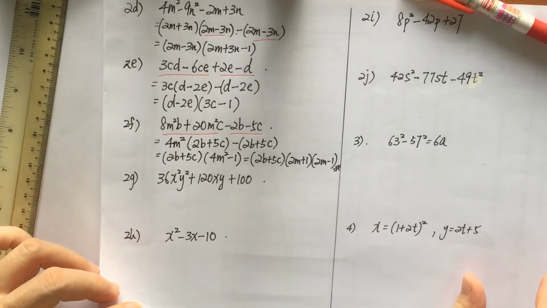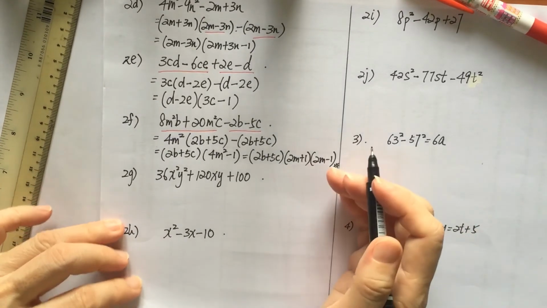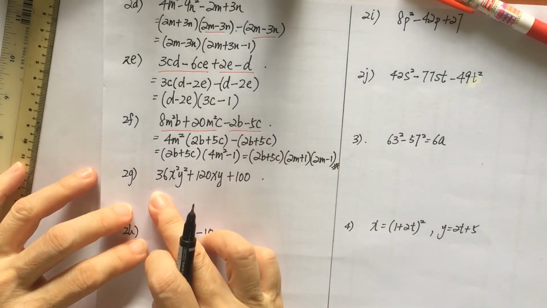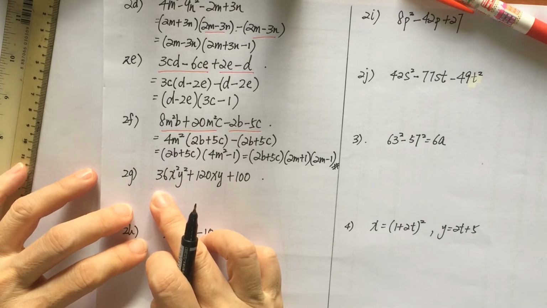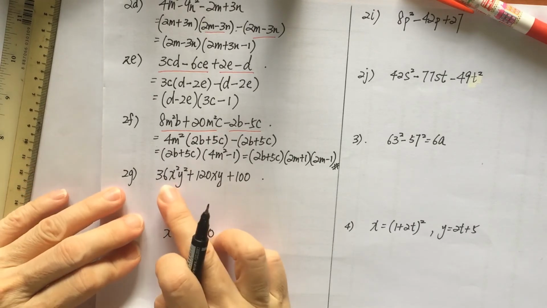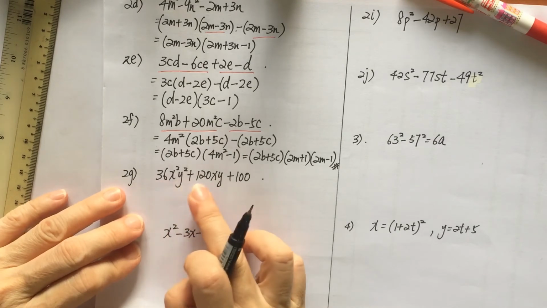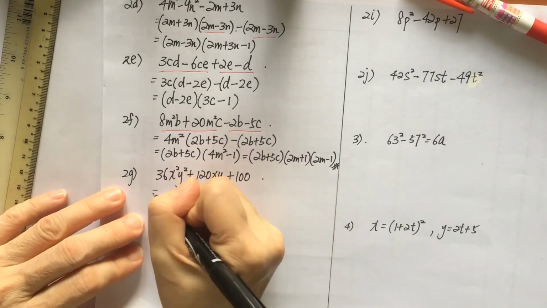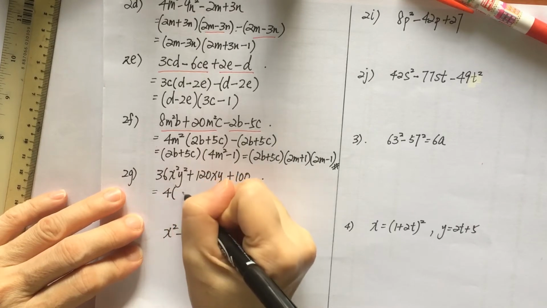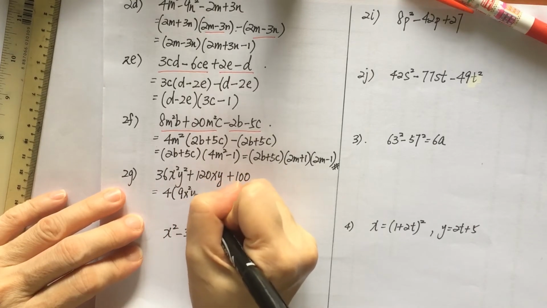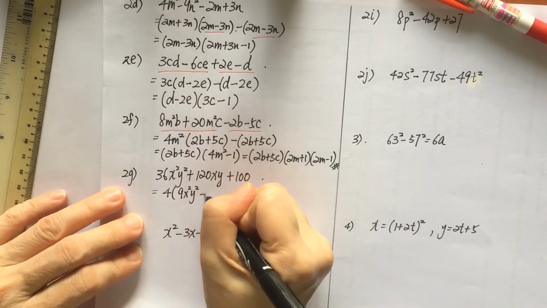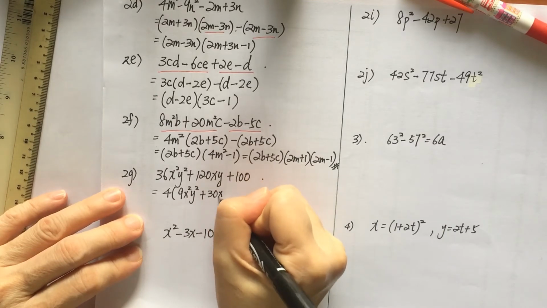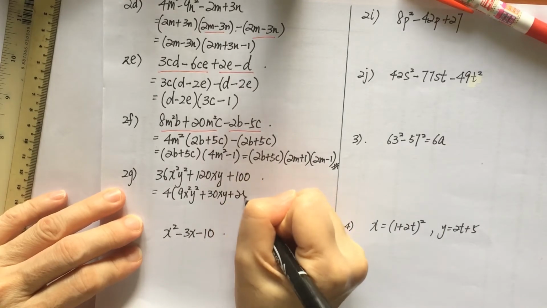Okay, question 2G, 3 terms. For 3 terms, usually you use the cross method if you see that it is not really a perfect square. This one, is it a perfect square? It looks like it is, but before we do it, maybe we should take the common factor out, which is 4. If I take 4 out, it's easier to see: 9y square x square plus 30xy and then plus 25.